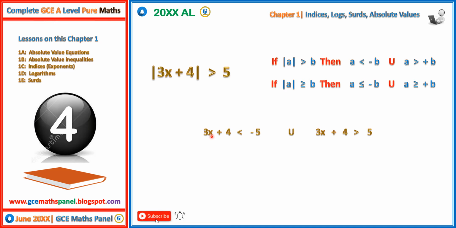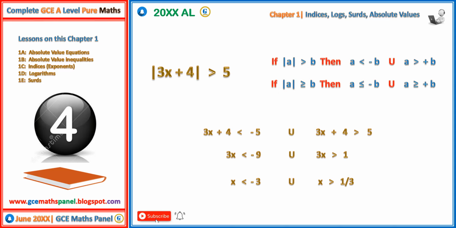So 3x + 4 is less than -5, or 3x + 4 is greater than the positive. That's how we split it here. As you can see, these two are the same. The only difference is that here we have less than or equal to, greater than or equal to, and the other one we have just greater than. We solve these two equations separately, and the end result gives us x strictly less than -3 union x strictly greater than 1/3.